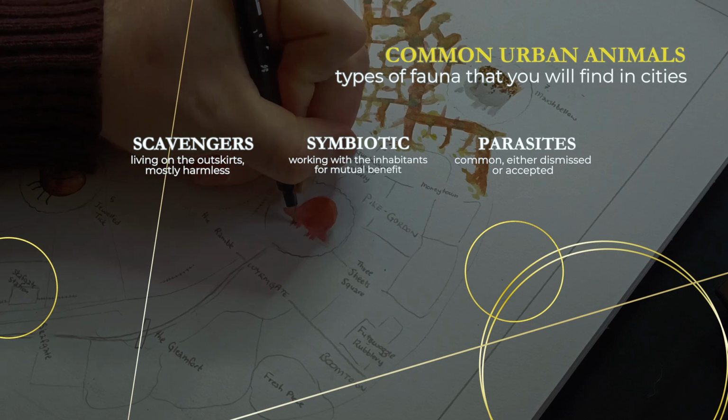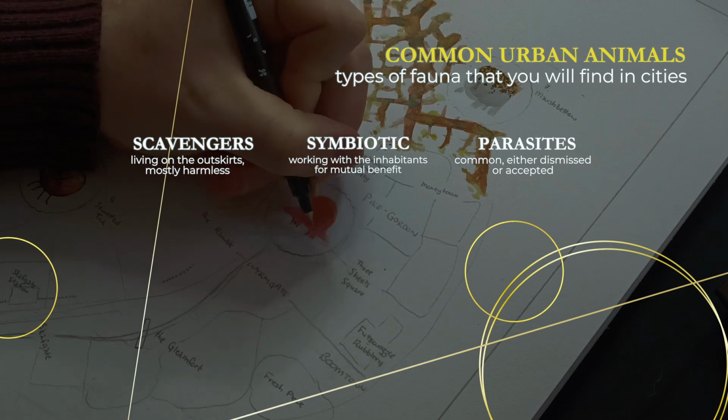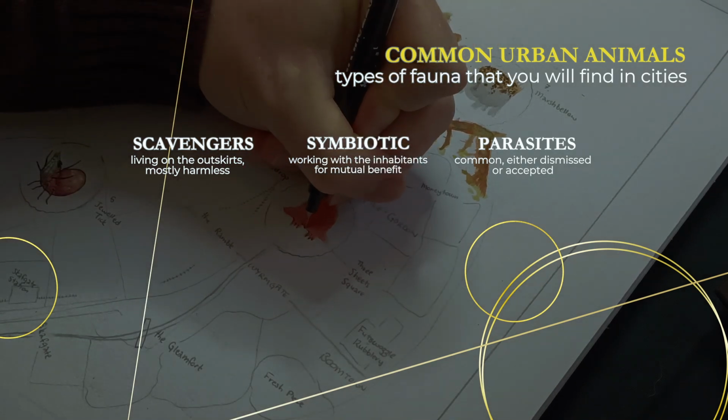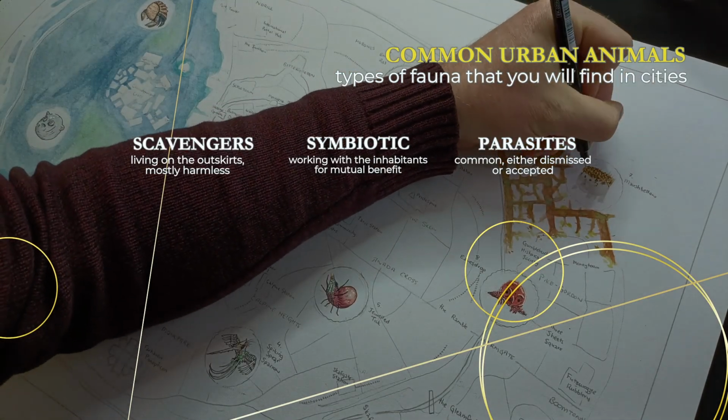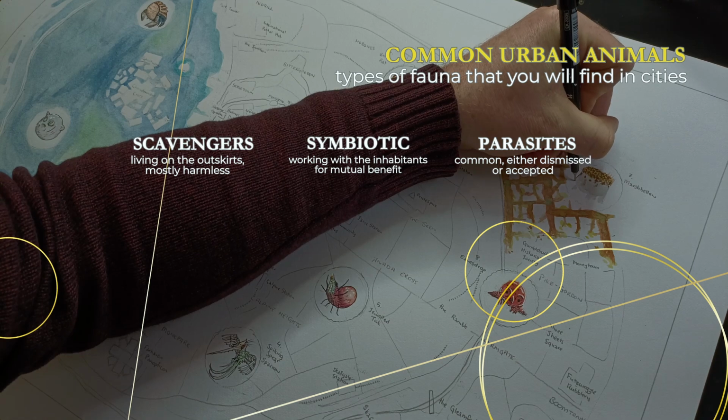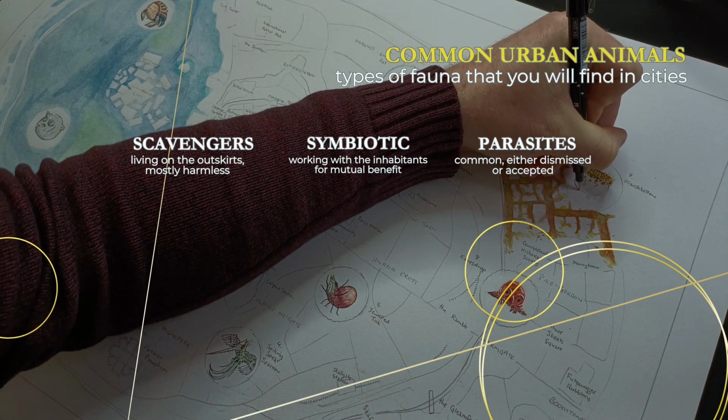The symbiotic creatures have a relationship that is mutually beneficial between the living inhabitants, the humans or the humanoids, and themselves. And the parasites have a one-way relationship. They generally try to go undetected, and they feed off of the population itself.